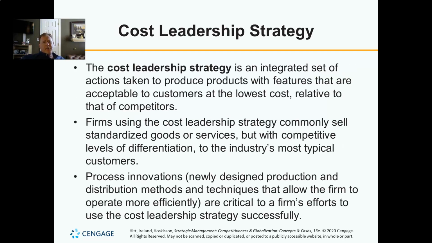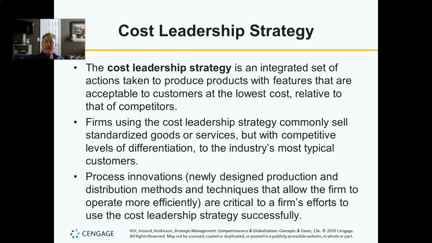So cost leadership is about reducing our costs. We want to have the minimal features acceptable to our customers. We want to sell it at the lowest reasonable price, okay? Not the lowest selling price. When I say cost, I'm talking about what it costs us to make it. When I say price, I'm talking about what our customers pay for it, okay?